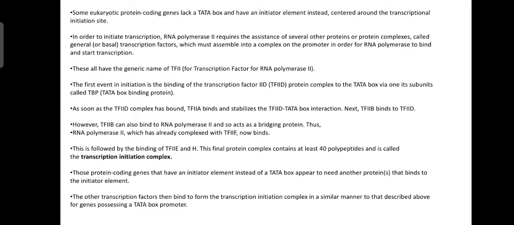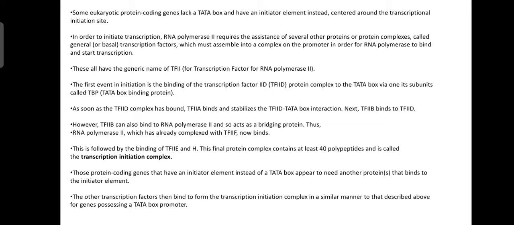Now it is more complicated, right, because of the involvement of several types of transcription factor II, but it's very simple when we listen carefully. First, transcription factor IID binds to the TATA box. To stabilize this interaction, transcription factor IIA will bind. Next, after A we can remember B. So after that, transcription factor IIB will bind to this transcription factor IID.